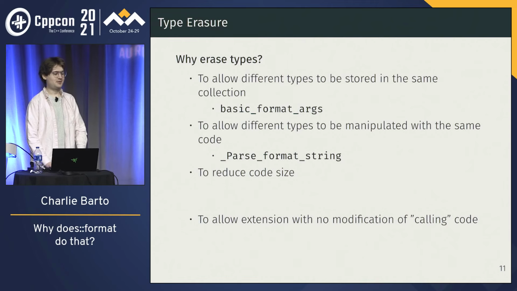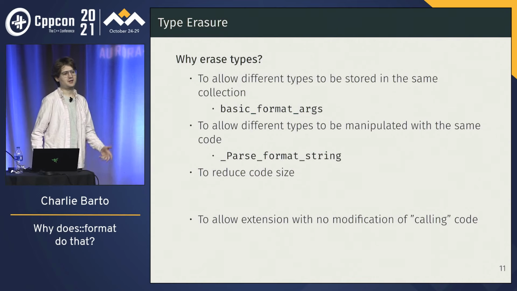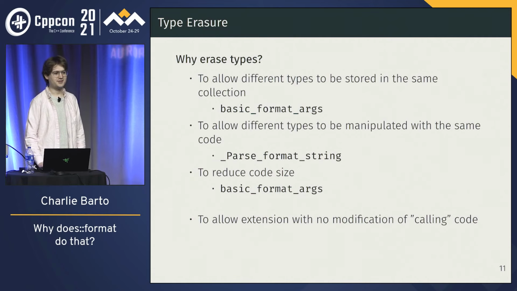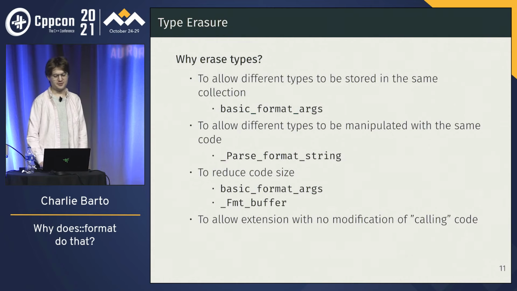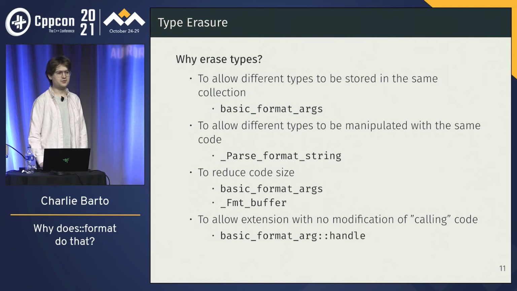We need to allow the collection of arguments to be manipulated with the same code, because we need to parse your format string and interact with the arguments to do error checking, for the whole functionality of format. And because of that, if we don't do any type erasure and just pass things through, every possible combination of formatting arguments would result in a duplicate copy of all the formatting code. It would not be fun. We also need to reduce, a similar problem happens with the output iterator type that you're formatting into. And we use similar techniques for that.